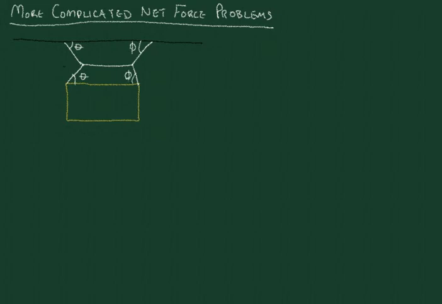And so now we can label these T1, T2, T3, and T4. And then in the middle, T5. Okay? And so once again, we want to find all the tensions in the wires. Okay? So how would we solve one like this?